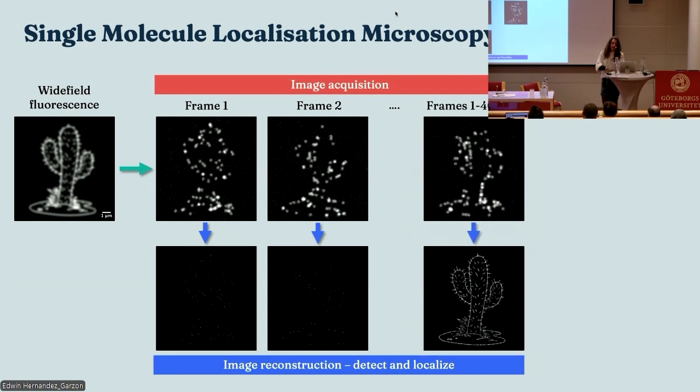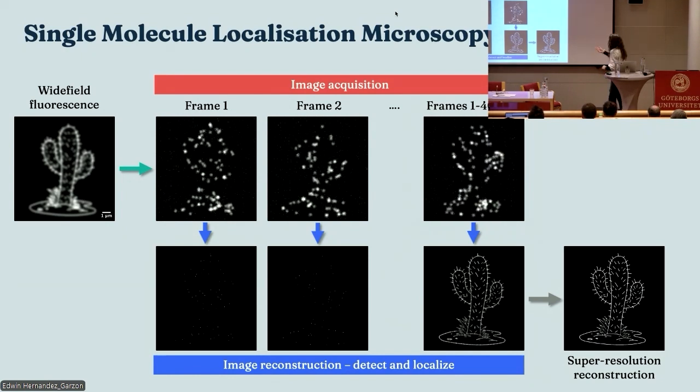Do that for each frame, and you end up building up this image of your super resolution structure. And that's what it would look like from all of these frames. Okay, so clearly there's a big bioimage analysis component here. The whole thing hinges on computation. It hinges on us being able to accurately detect and localize these molecules.